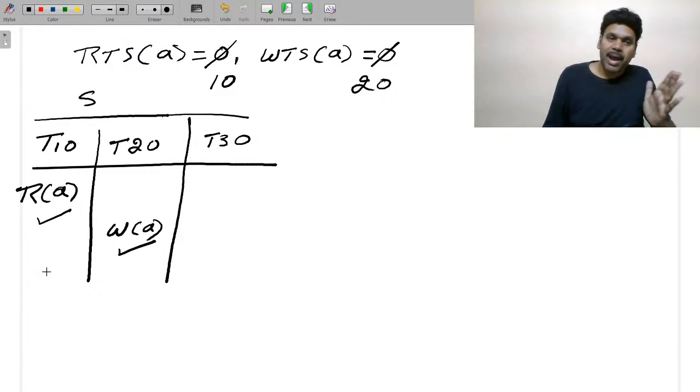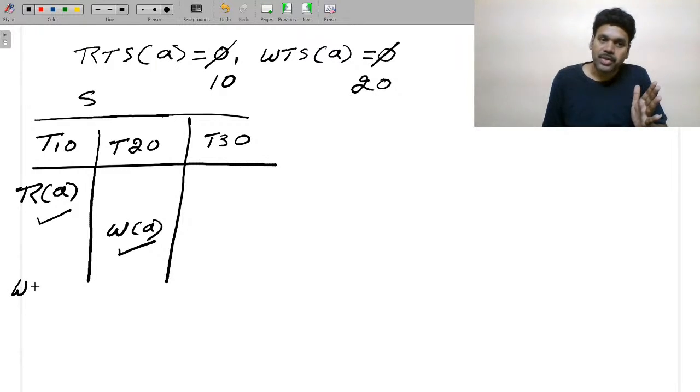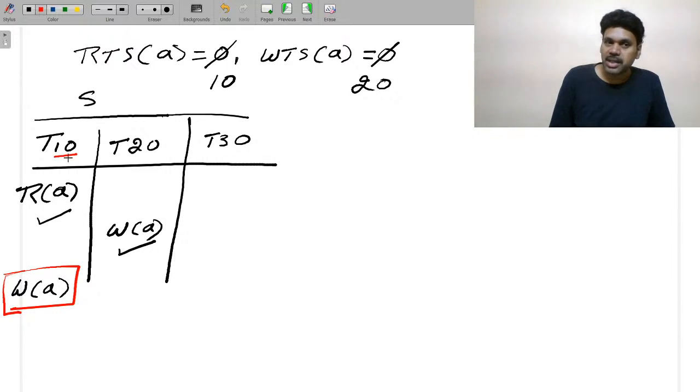Now I am going back this time. I want to perform write of A. Now you see, this is disallowed. Why is this disallowed? Because you are testing with 10. 10 is not greater than or equal to 20. Therefore, this is not possible.